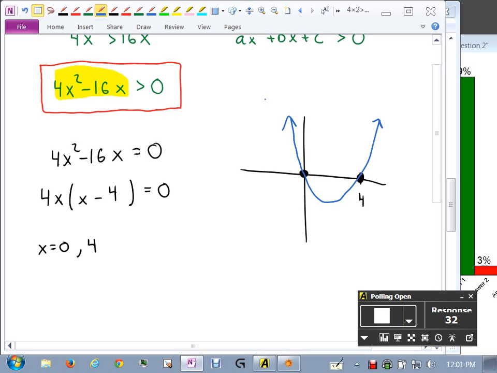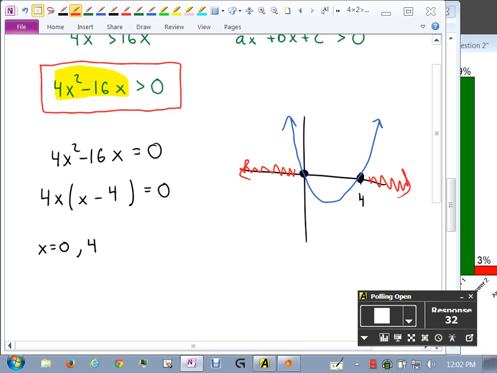And what I'm interested in knowing is when this thing is greater than 0. What does that mean? Positive, right? When is a function positive? It's when the graph is above the x-axis. Not increasing, decreasing. Not what we're talking about. When is the function positive? Above the x-axis. So where's that happening? Over here, right? And over here.